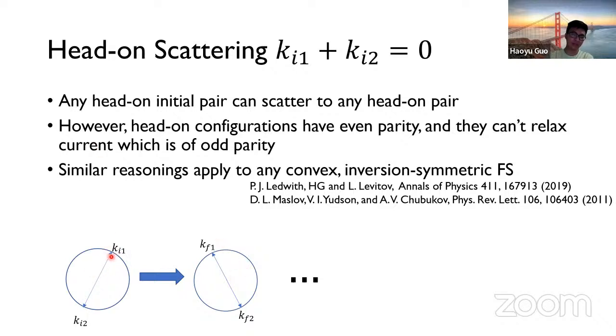However, this kind of head-on configuration of two particles actually has even parity. But if you look at transport, a current operator will introduce a distortion to the Fermi surface which is of odd parity. Therefore, the relaxations and the perturbations you get are orthogonal to each other. So the odd parity mode still cannot relax. Similar reasoning could apply to any convex inversion symmetric Fermi surface.